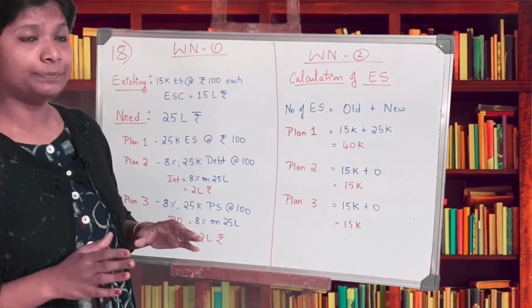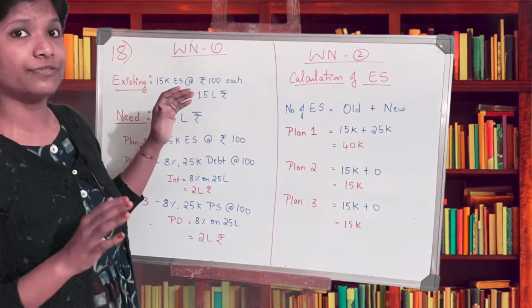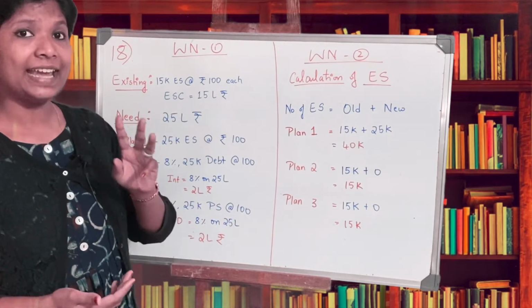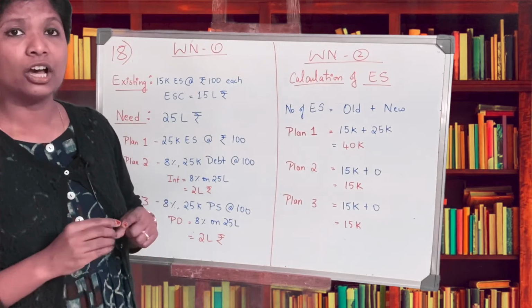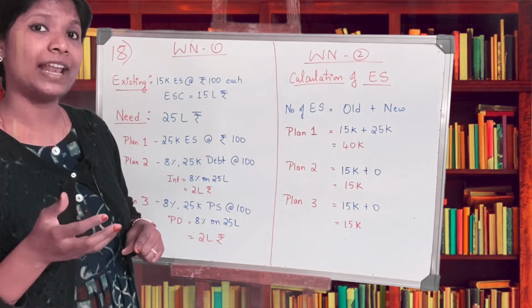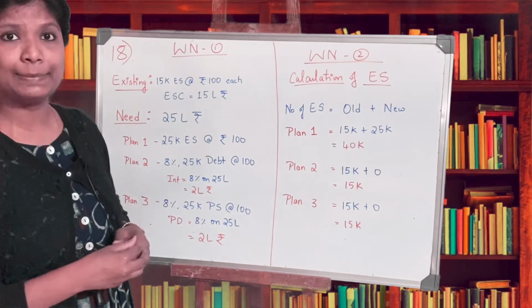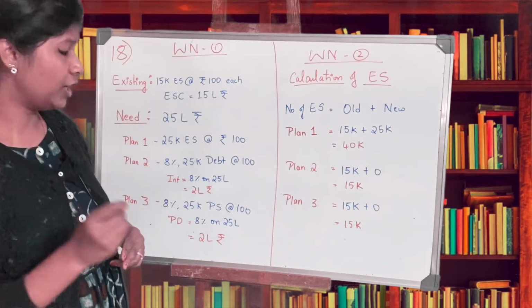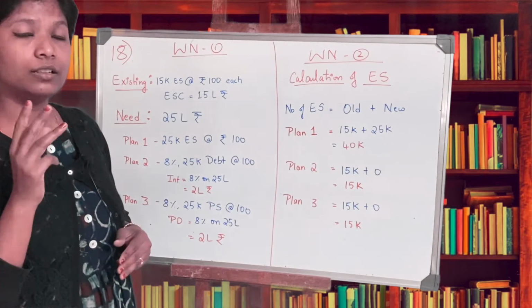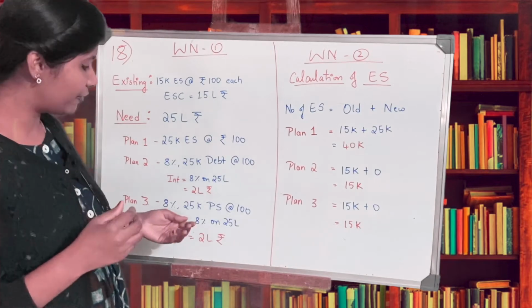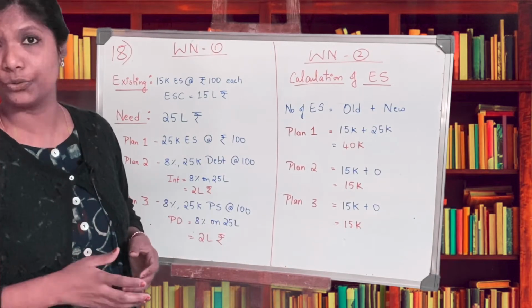Hope you've understood. Company's existing capital is 15 lakh rupees. It wants an extra 25 lakh rupees. In front of it has 3 plans. Plan 1, raise 25 lakh by complete equity. Plan 2, complete debenture with an interest payment annually of rupees 2 lakh. Third plan is completely preference share where the preference dividend to be paid is rupees 2 lakh.